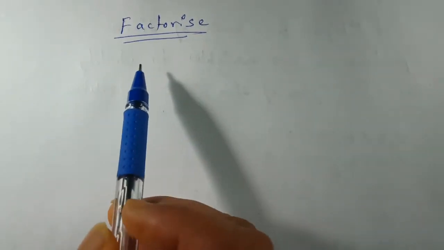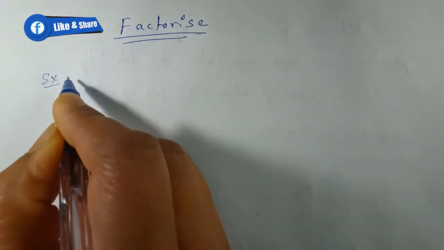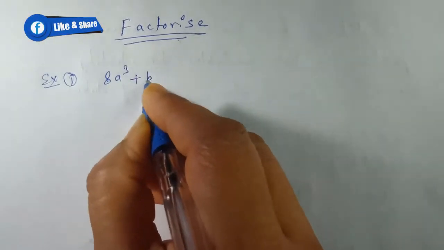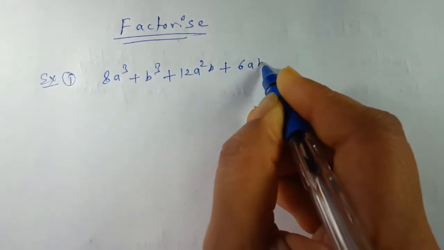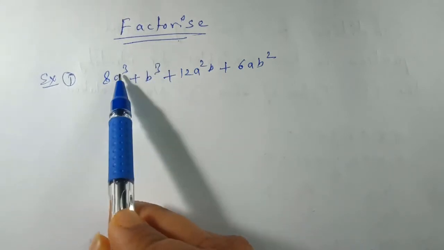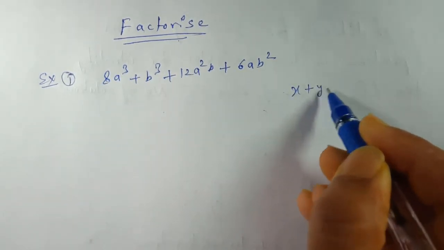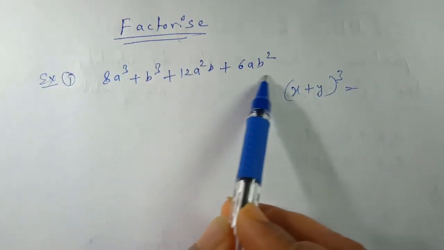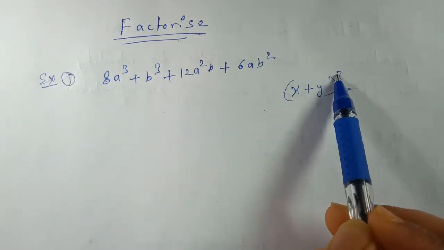Yes students, today also we are starting some problems based on factorization. The first example we are taking is 8a cube plus b cube plus 12a square b plus 6ab square. Since we are observing cubes, the identity that comes to our mind is (x plus y) whole cube. Since there is no bracket and it is in continuity, it means it is a combination of cubes.